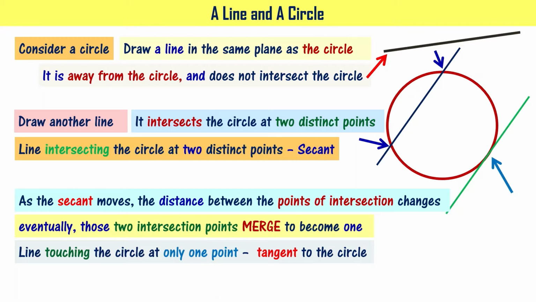Please note this point. The green line we have drawn is the tangent to the circle, and blue line we have drawn is the secant to the circle, and the black color line is away from the circle and it doesn't intersect the circle. So it has got no special name as such.